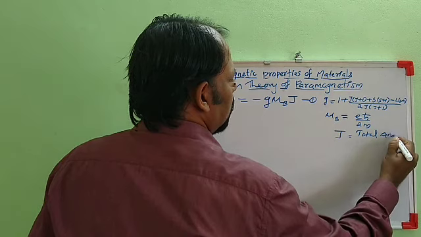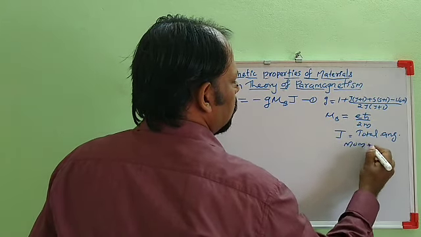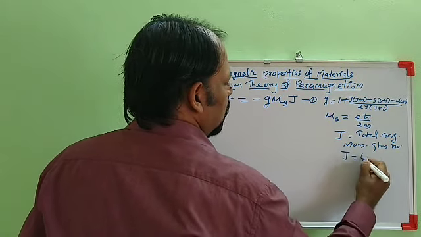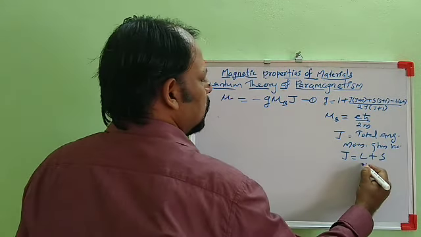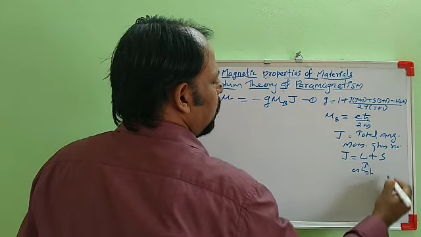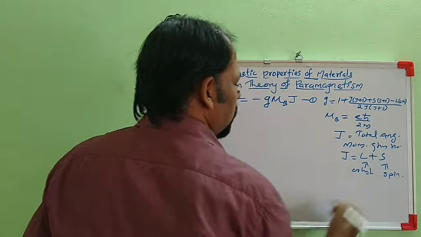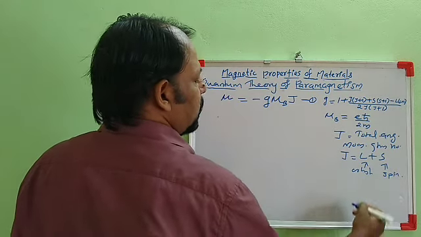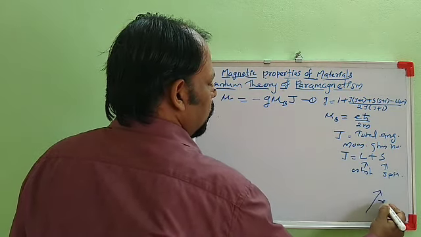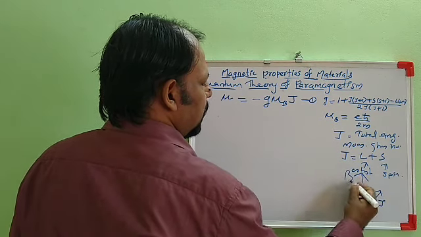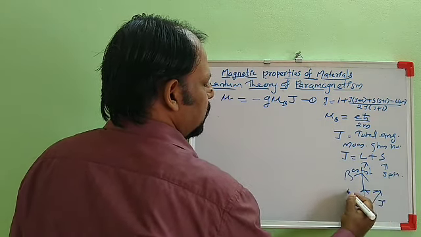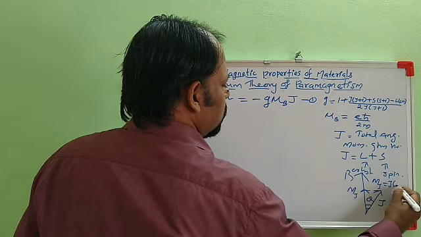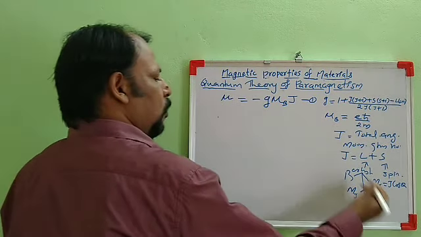J is the total angular momentum quantum number, where J equal to L plus S. L is the orbital quantum number and S is the spin quantum number. Then the projection of J along the direction of the magnetic field is Mj. If this angle is theta, then Mj equal to J cos theta, which is the projection of J along the Z direction.